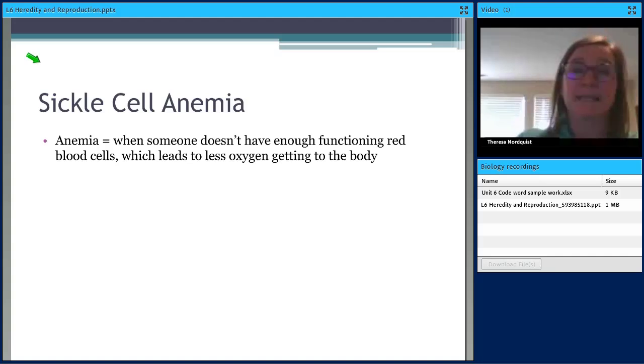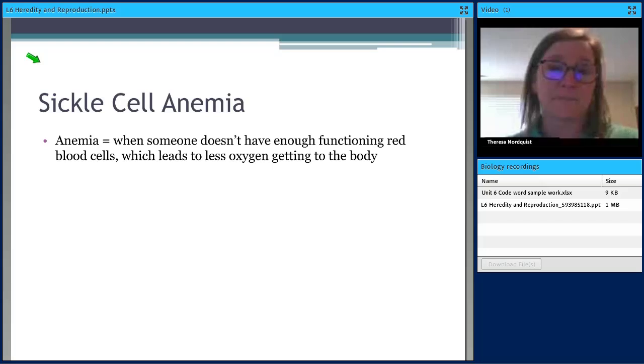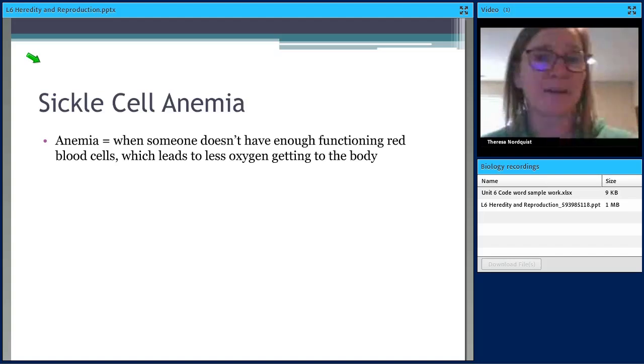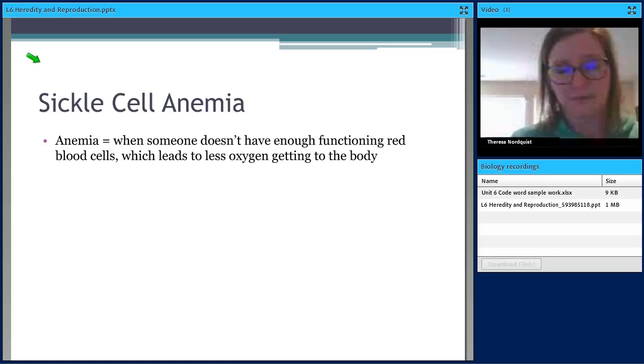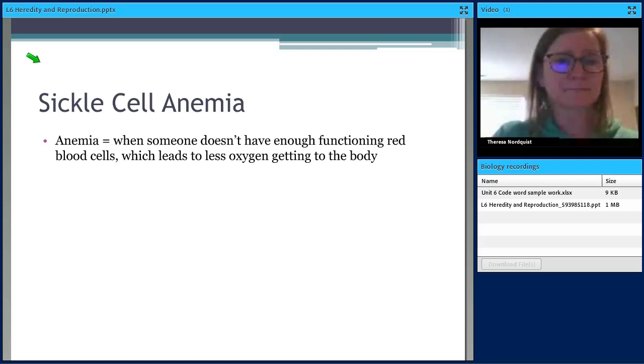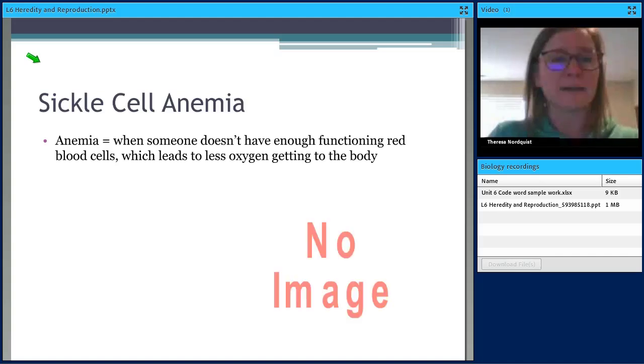So first off, anemia is any type of disease that affects your red blood cells getting oxygen to your body. Your red blood cells bring oxygen to your body, and if that's not happening effectively, then you have anemia, you feel weak and tired, and there could be other symptoms, but those are some of the main classic ones. And there are different things that can cause anemia.